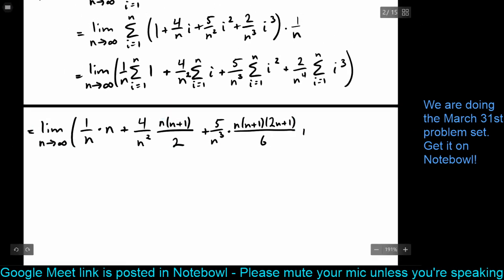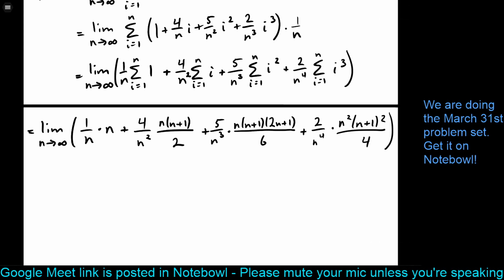And then finally, 2 over n to the 4th times this one. The one for i cubed is actually quite nice. Sorry about that. That's why I don't have the camera on today. I'm still not feeling great. So the one for i cubed, we just take the one for i and we square it: n squared times n plus 1 squared over 4.